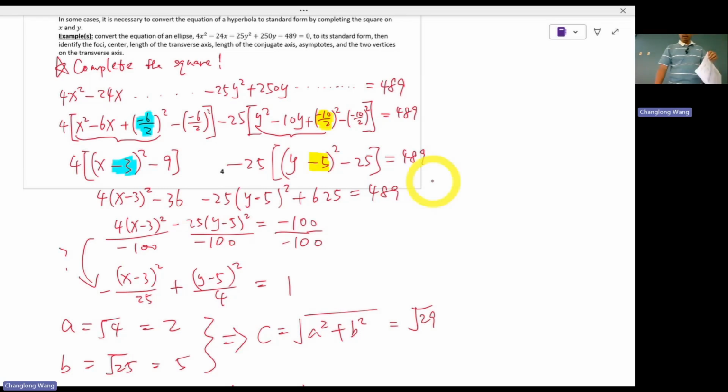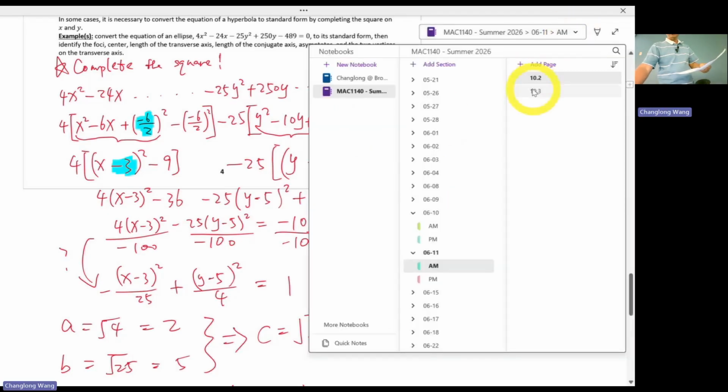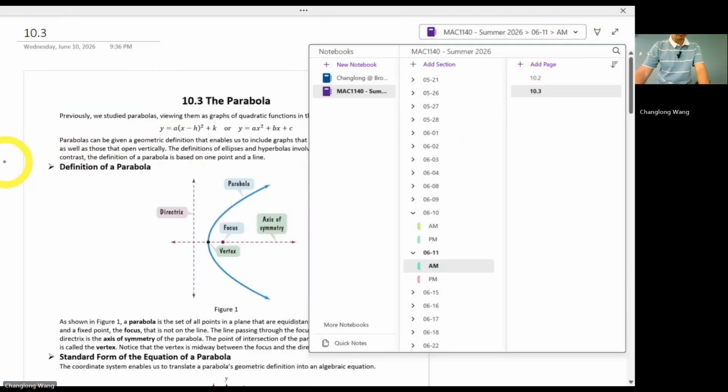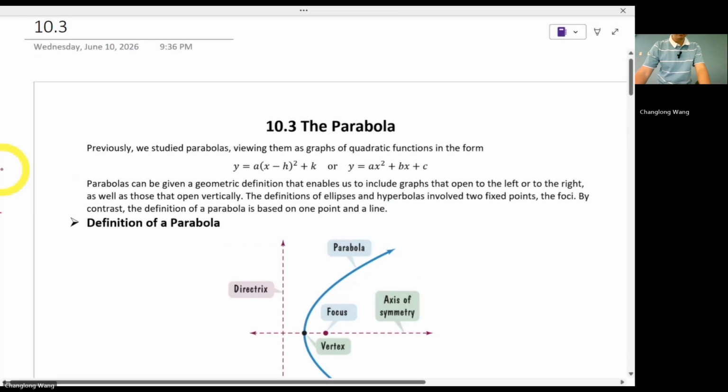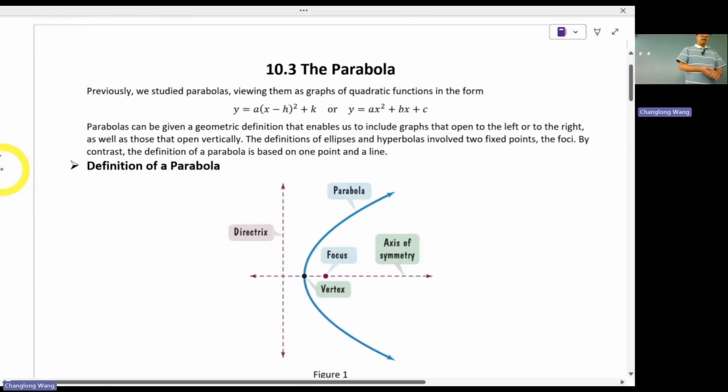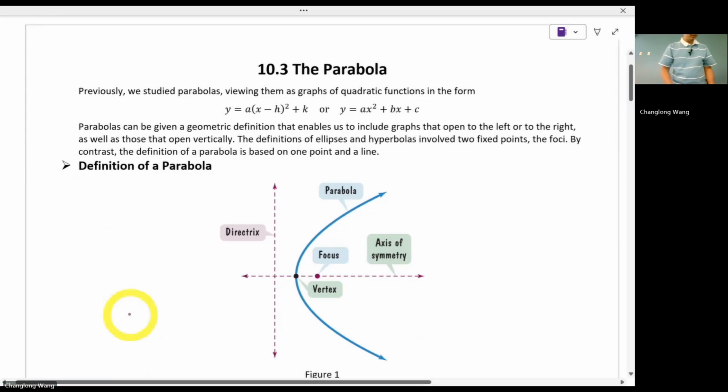If there are no questions, let's take a look at what we could do about 10.3. All right, parabola. As you can see, I didn't put any exercise for you to write anything except for the last one. That's just pretty much completing the square.